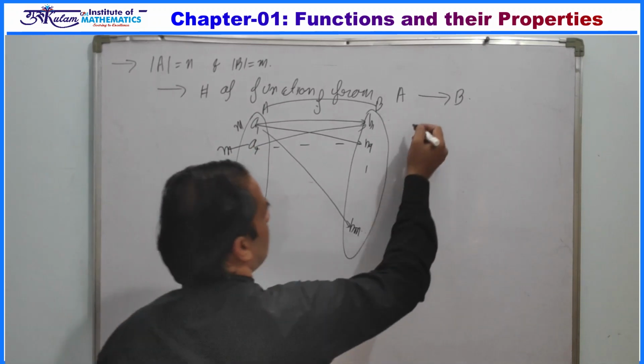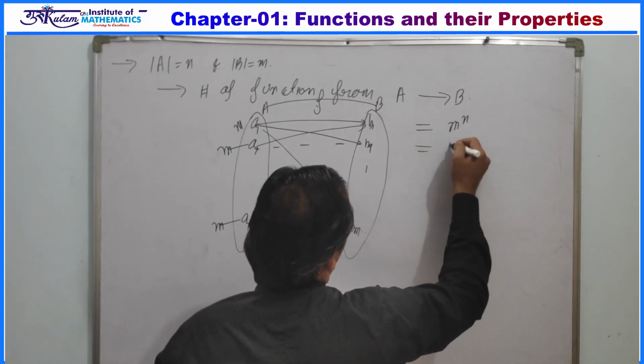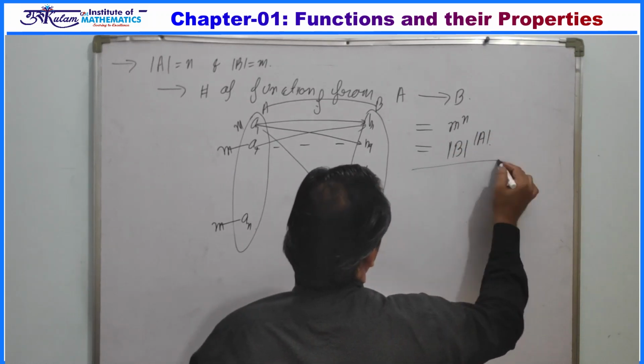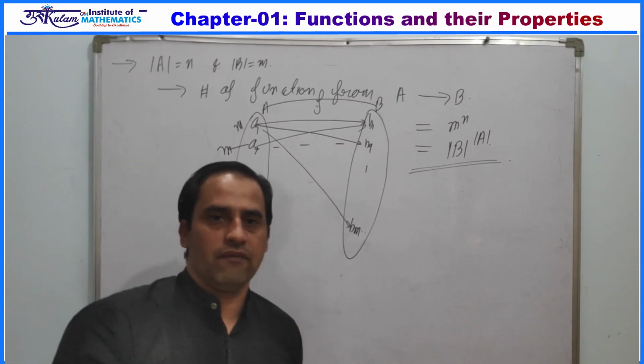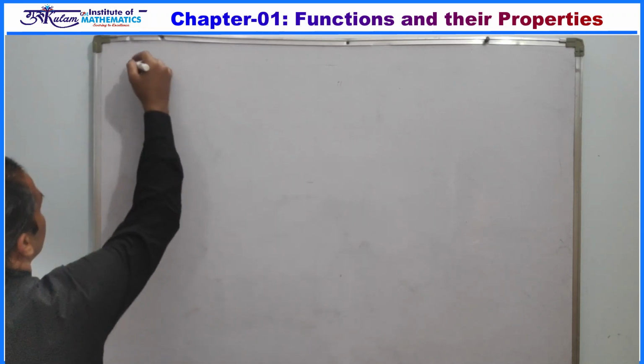So the obvious result: the number of functions is m to the power n. That is, the number of elements in B raised to the number of elements in A. So this is an important result for counting functions from a given set A to B. Let's take some questions on functions.